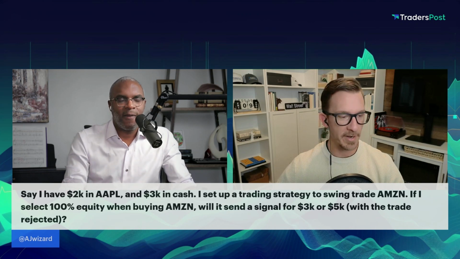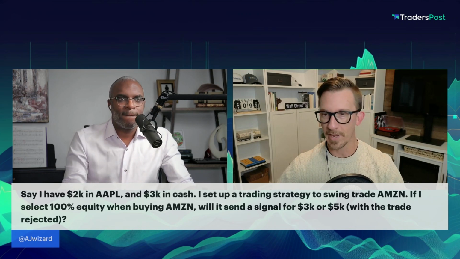Right. So inherently, the assumption I make when people refer to equity is the actual total notional value of their account, meaning the value of all your existing positions at market value plus cash. And the two together is what we define as equity. So the answer to the question is that it's going to send the signal based on $5,000, not based on the 3,000 you have in cash.